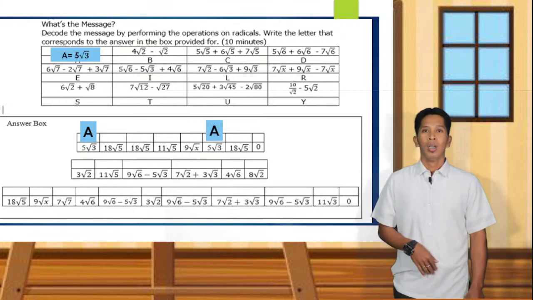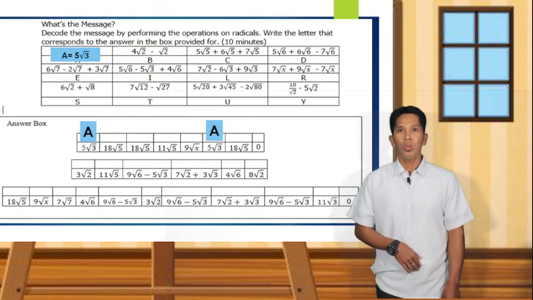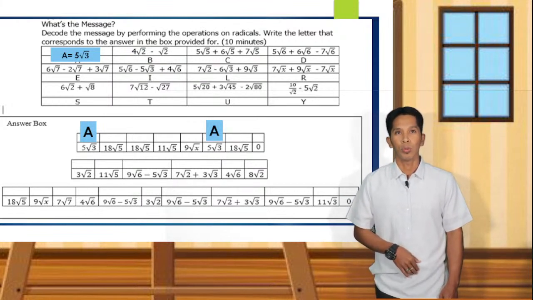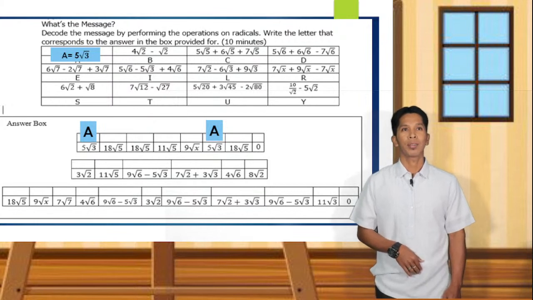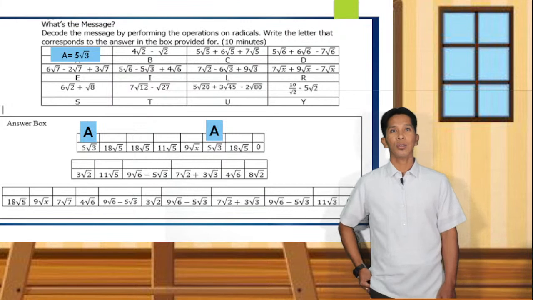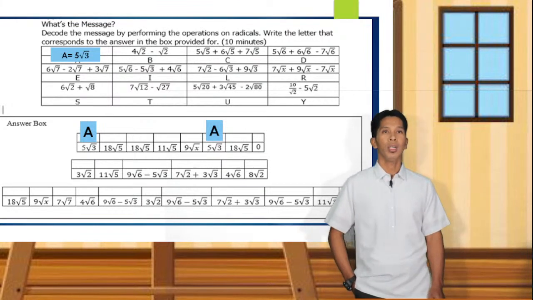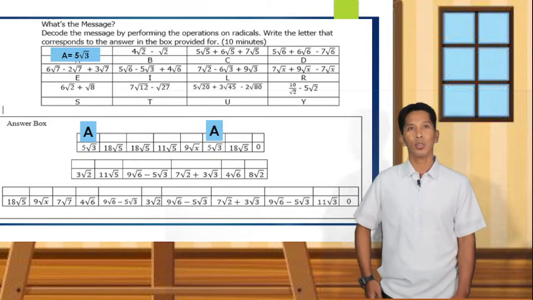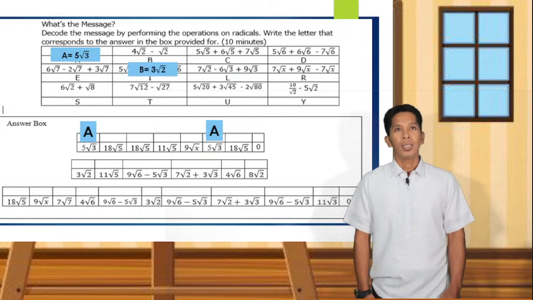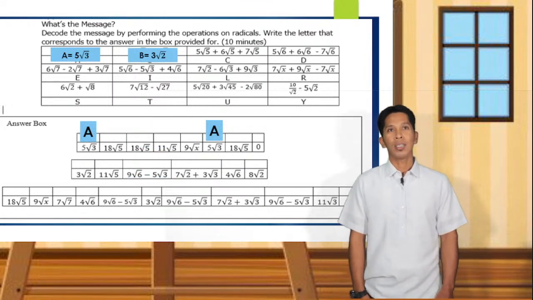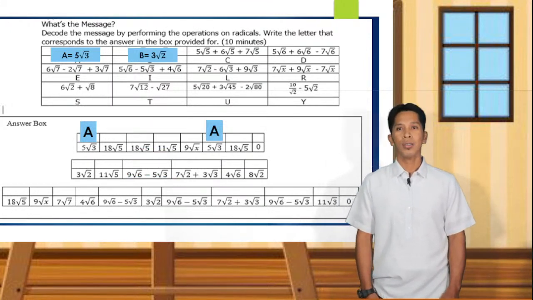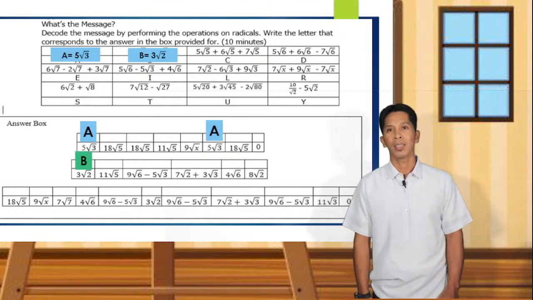Next, 4 square root of 2 minus square root of 2. So what will be the difference? They are again similar radicals. So we combine 4 square root of 2 minus square root of 2. So 4 minus 1 will be, correct, it is 3 square root of 2. So all of the 3 square root of 2 will be letter B.